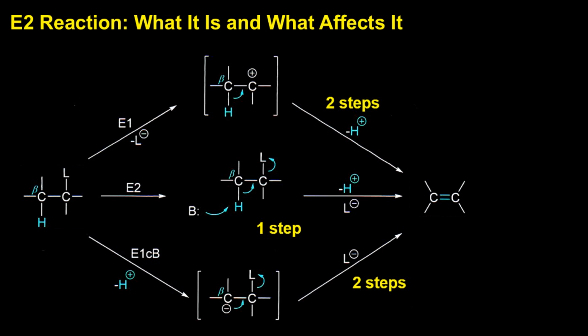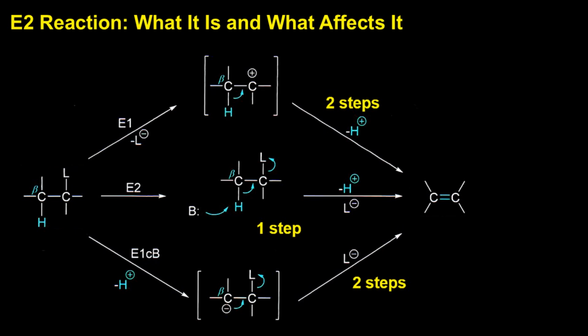E1CB, or elimination via a conjugate base, is also a two-step process, but here, the proton leaves first. This forms a carbanion intermediate. Then, the leaving group departs, allowing the double bond to form. You'll often encounter this mechanism when the proton being removed is especially acidic, like in beta-carbonyl compounds.